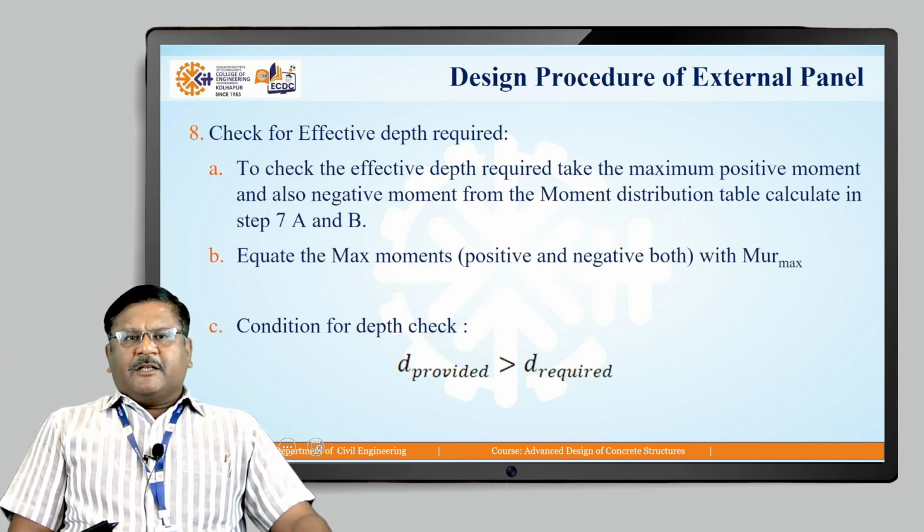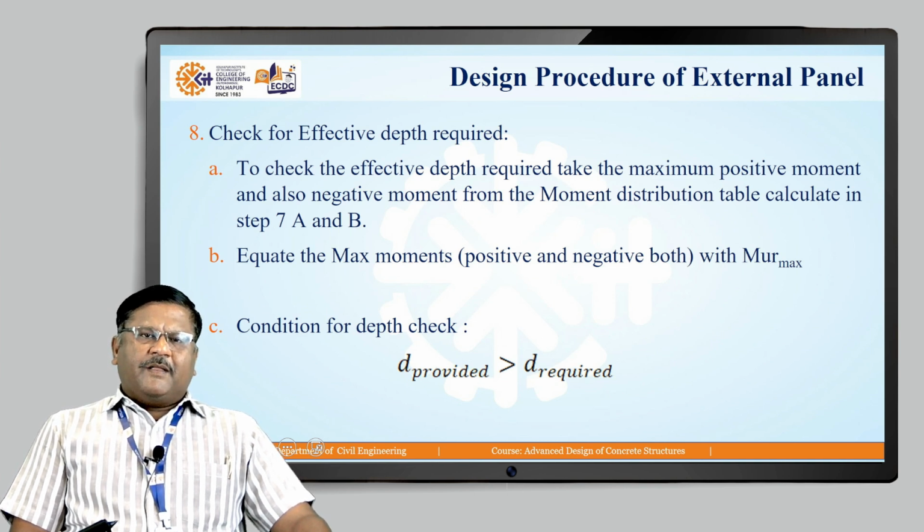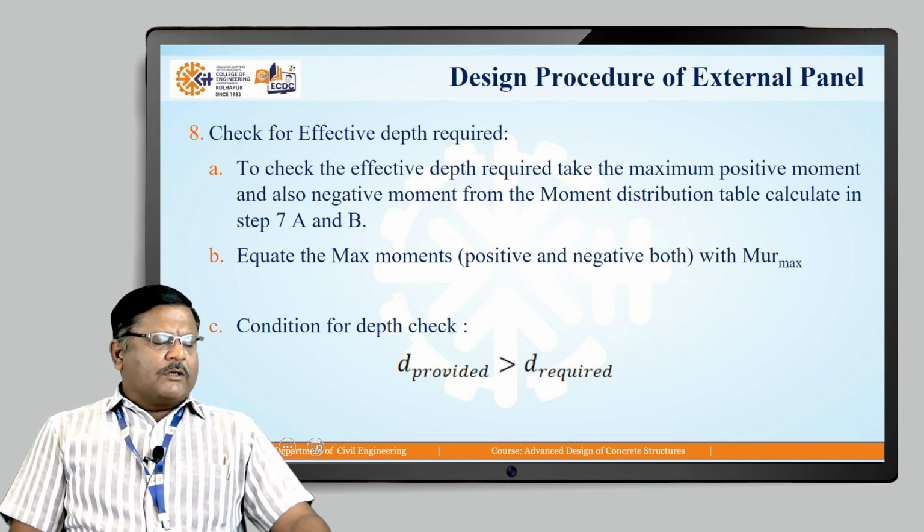Out of that, take the maximum negative moment and maximum positive moment and equate that maximum negative and positive moment with MUR max and calculate the D required. Now, what is the checking condition? D required should be less than D provided. If you don't satisfy that condition, then again restart the problem from step number 2. If you satisfy that condition, then go for the shear check.